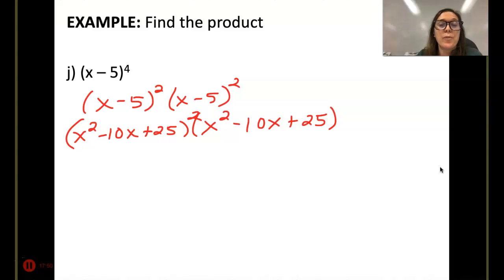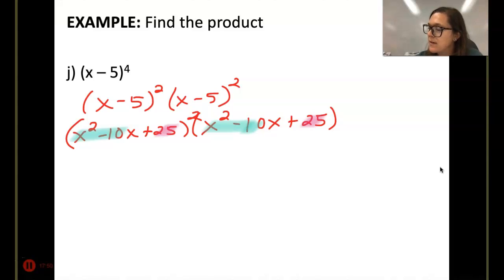And we can just distribute through 3 times. Technically what you could do is group it. You could do this as your first, and this as your second. Square the first, multiply to get the middle, and then square the last. Or you can just multiply it 3 times and do your distribution. That's up to you. I'm going to do it 3 times, and I'll show you how both ways work.